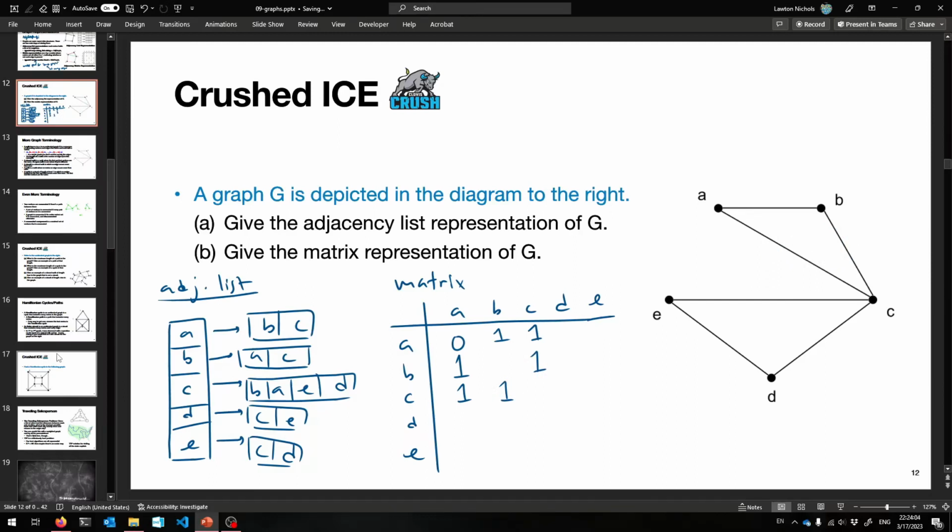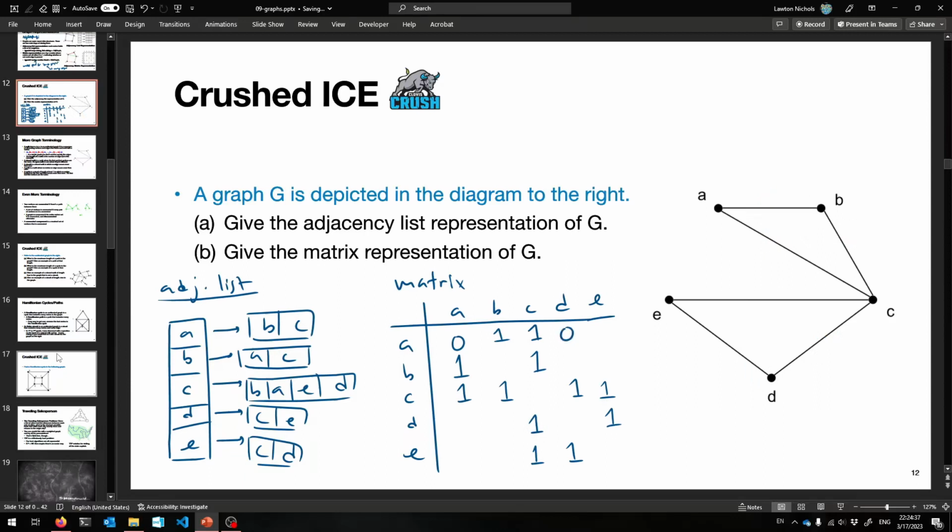And then E and C, this one. So E and C is a 1, and C and E is a 1. All right, E and D. So E and D is a 1, and then also D and E is a 1, and then finally C and D. So C and D is a 1, and D and C is a 1. I believe that is everything. There should be 2, 4, 6, 8, 10, 12 ones. Does that look like 12? Yeah, I think so.